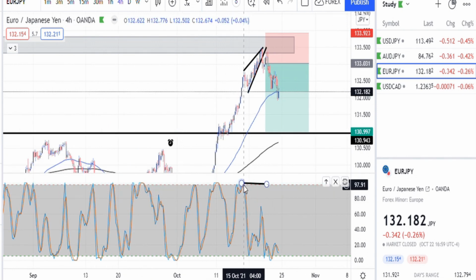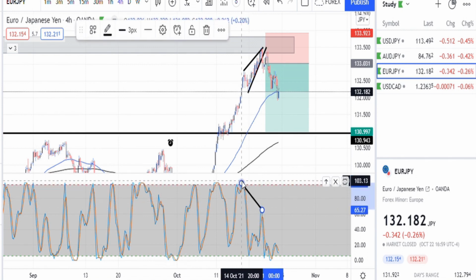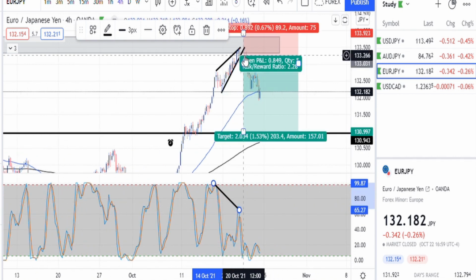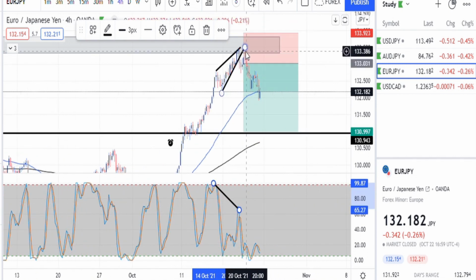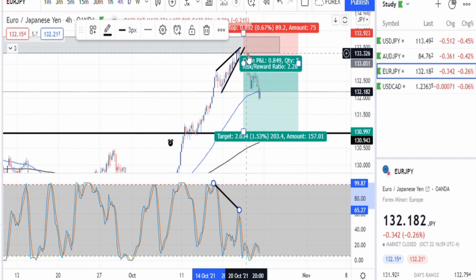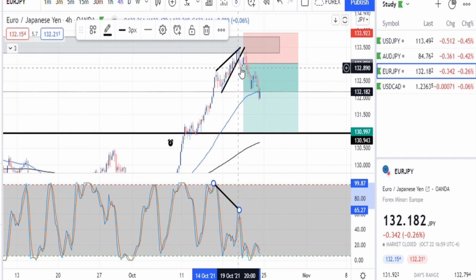We also have very heavy divergence. So that was another confirmation for that trade. It was very heavy in the divergence. But this one right here is just a break and retest. This is where you would have got your entry. I entered a little bit early.